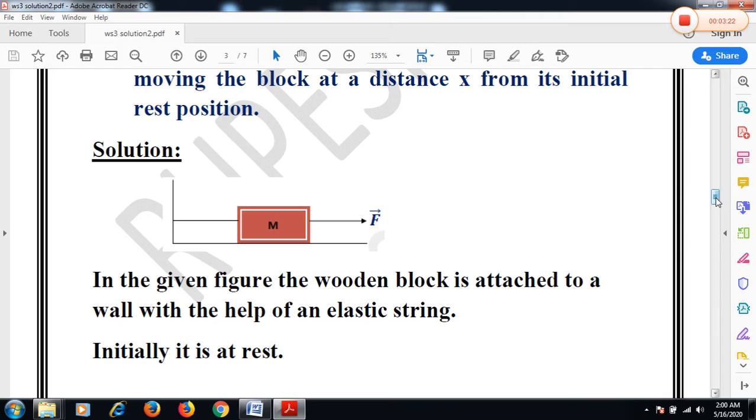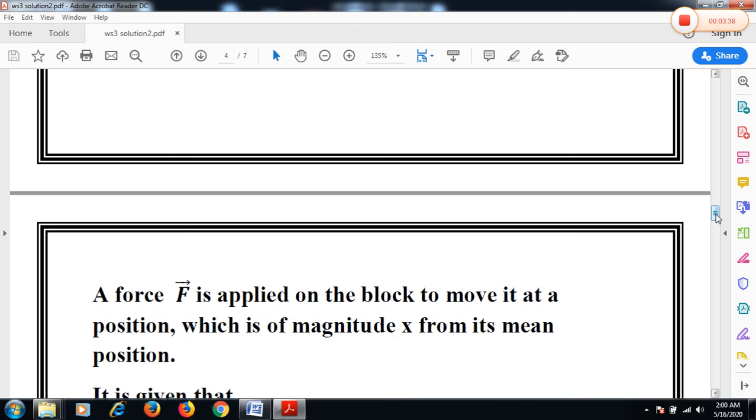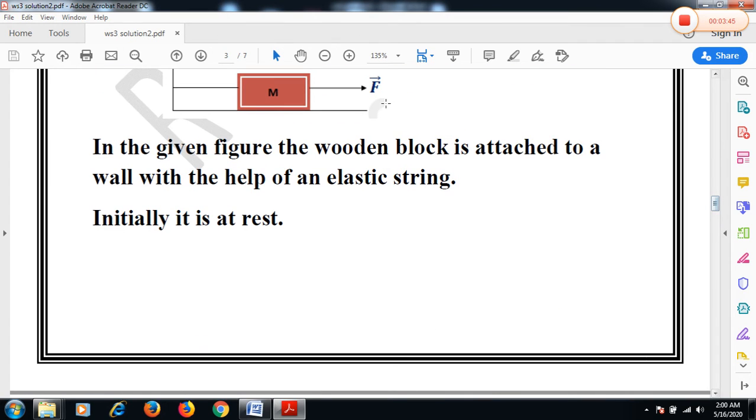In the given figure, the wooden block is attached to the wall with the help of an elastic string. Initially the block of mass m is at rest. Now a force F is applied on the block to move it to a position of magnitude x from the main position. So after applying the force F, the block having mass m has moved a distance x from the rest position.